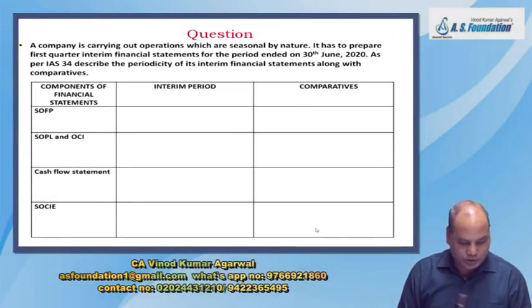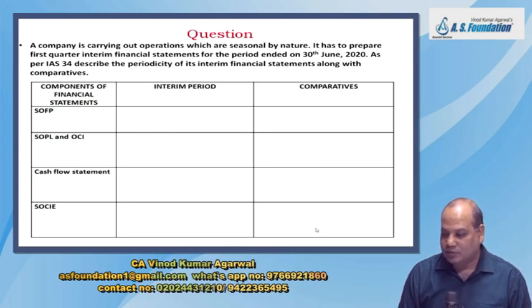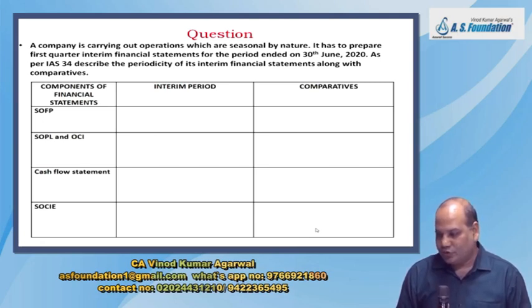Please come to question number 13. A company is carrying out operations which are seasonal by nature. It has to prepare first quarter interim financial statement for the period ended on 30th June 2020. So you underline quarter ended 30th June 2020.